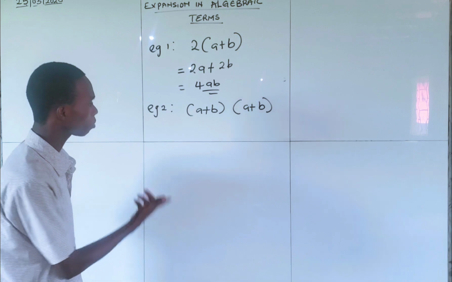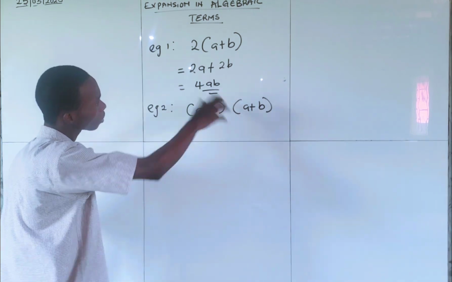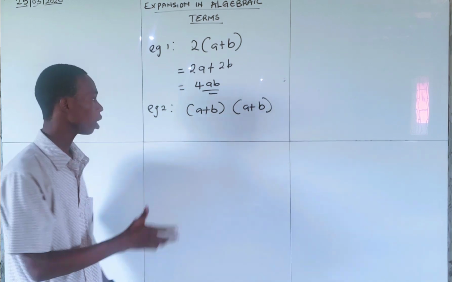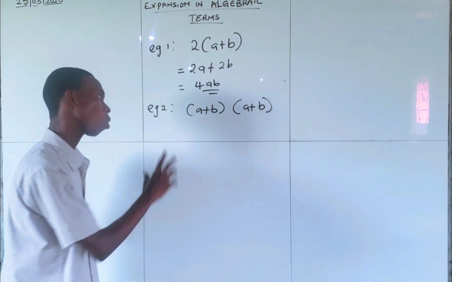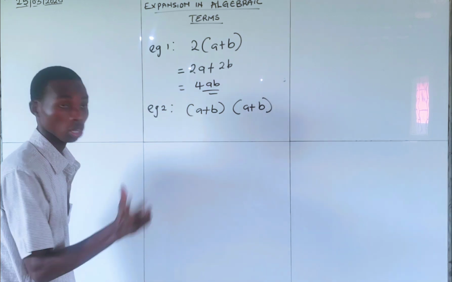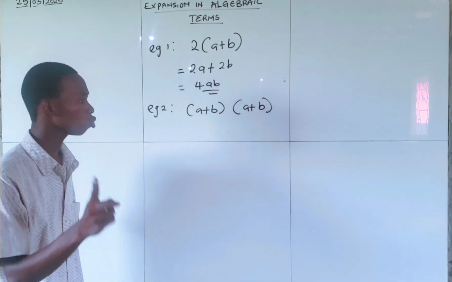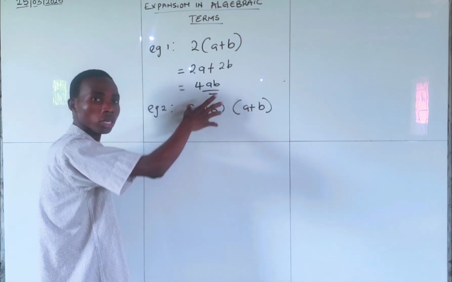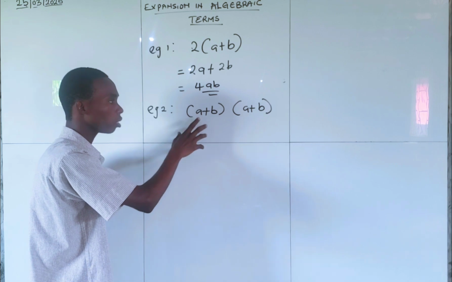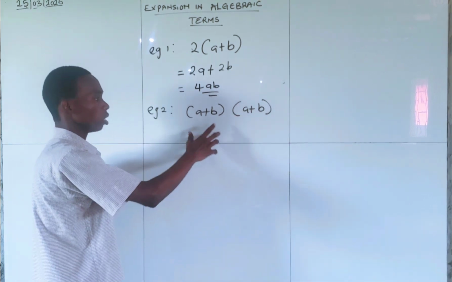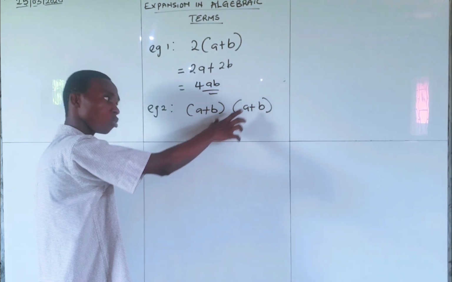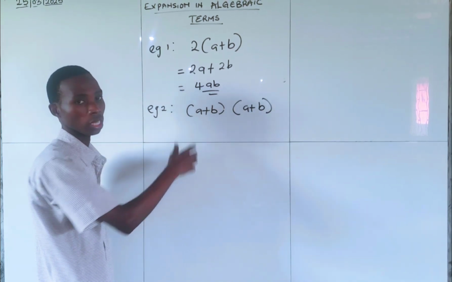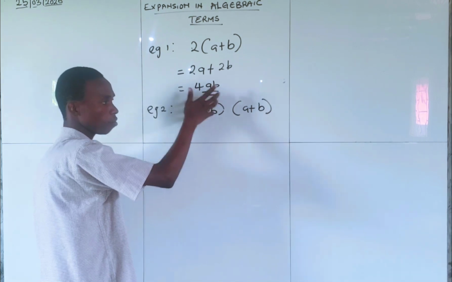Now, assuming we have something like this, this is a kind of expansion. They say we should expand open parenthesis a plus b, close parenthesis, and then open parenthesis again, a plus b, close parenthesis. What will come into your mind is that you will remove this one from the parenthesis and use it to solve for the other one. So this is a plus b, and you have a and then b here.